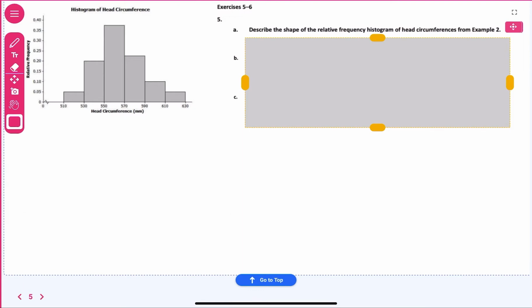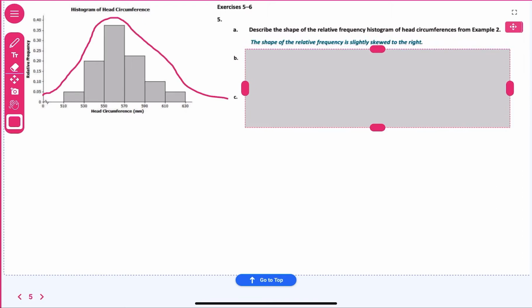All right, page 5. Here's a histogram of the head circumference. So it's still working with the same data. Exercises 5 and 6. Describe the shape of the relative frequency histogram of the head circumferences of example 2. So that would be the shape. And they say that the shape of the relative frequency is slightly skewed right.